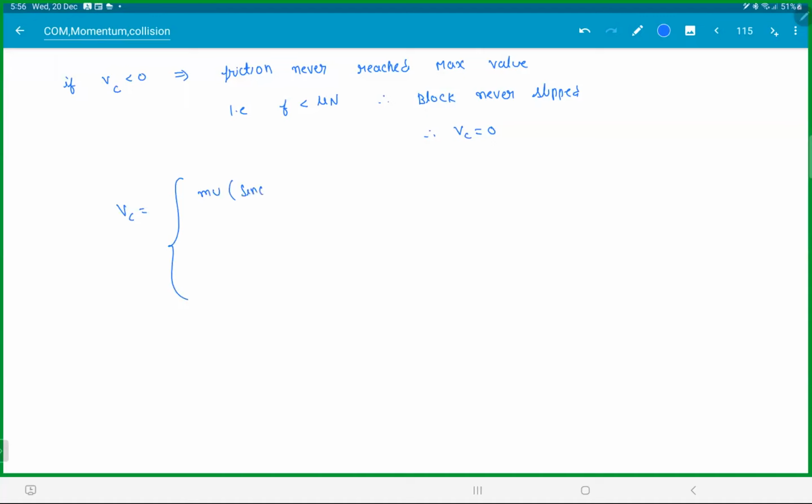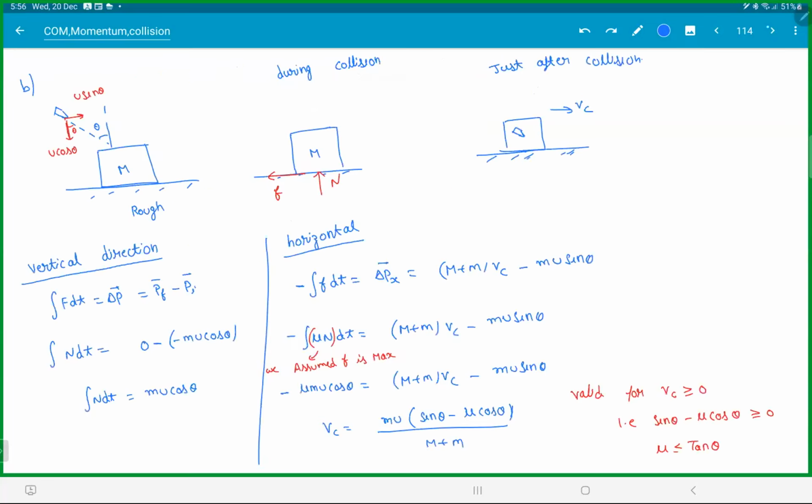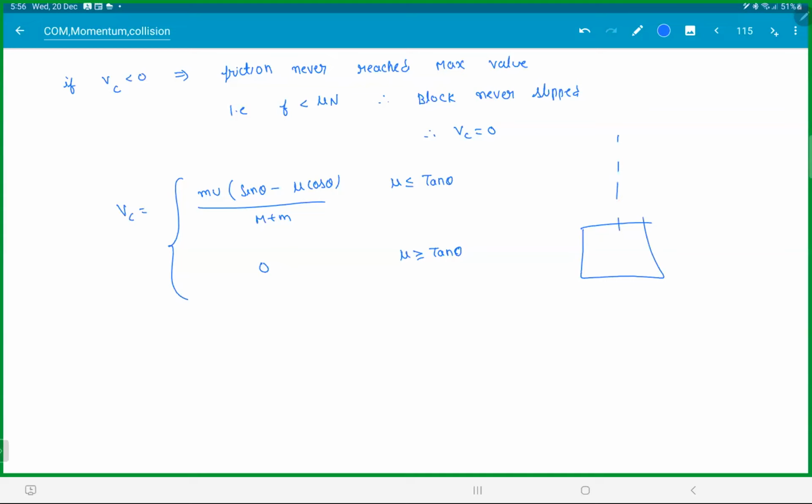So therefore, your final answer Vc would be mu sine theta minus mu cos theta by M plus N. This is valid as long as mu is less than tan theta. If you remember, that's actually the angle of repose. And for mu greater than tan theta, the block is at rest. So if the friction value is very high, the friction is so strong, it will not let the block even slide in the first place. Just think of this in an extreme case where the bullet is almost hitting like this, almost vertical. Do you think the block will slide? Won't it just get hit and stuck? That way.